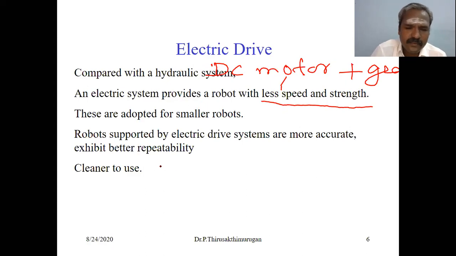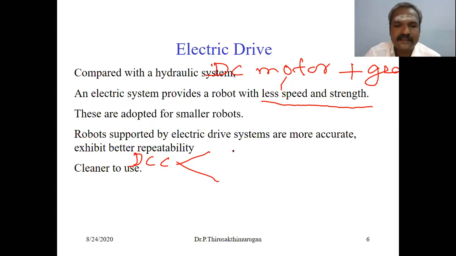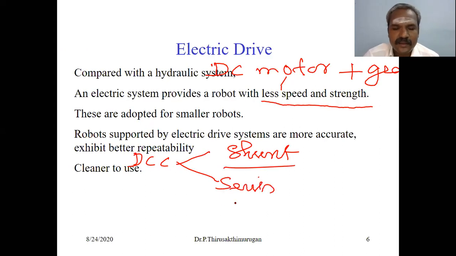So there are two types of DC motor. Particularly, I will tell you one thing. In electric drives, many types of motors are used. Basically, the DC motor. In DC motors, there are two types: one is the shunt motor, the other is the series motor. The shunt motor gives less torque, whereas the series motor gives more torque.